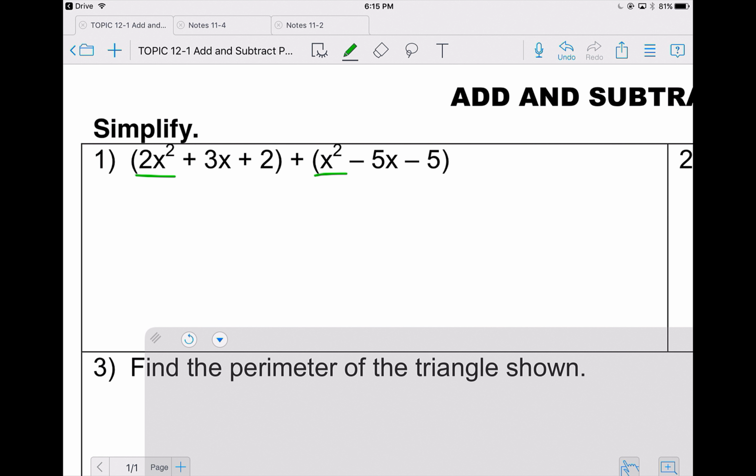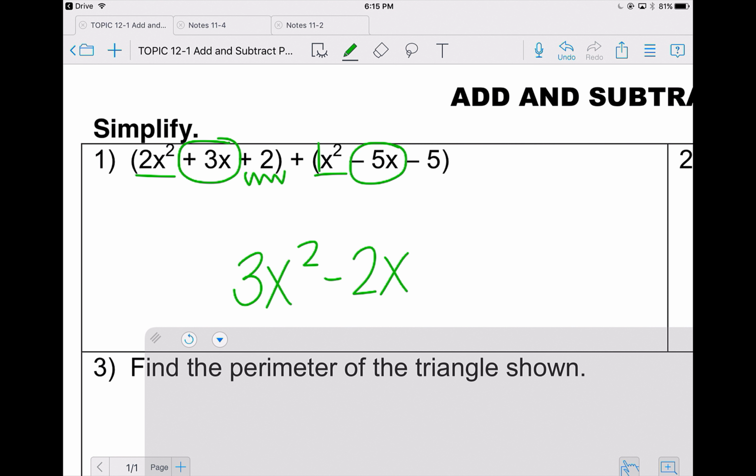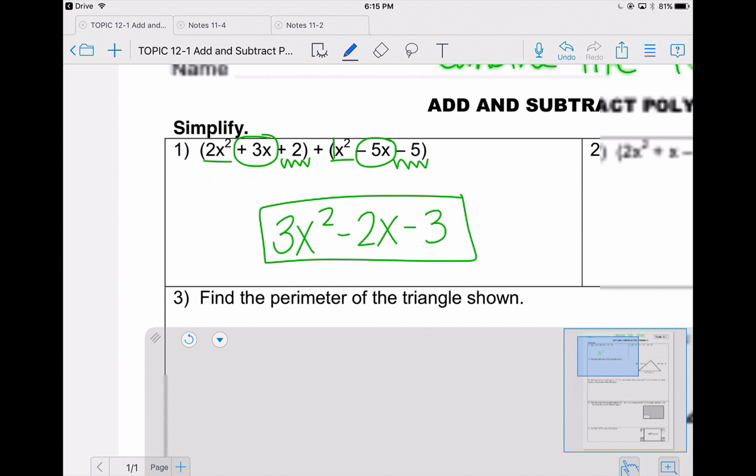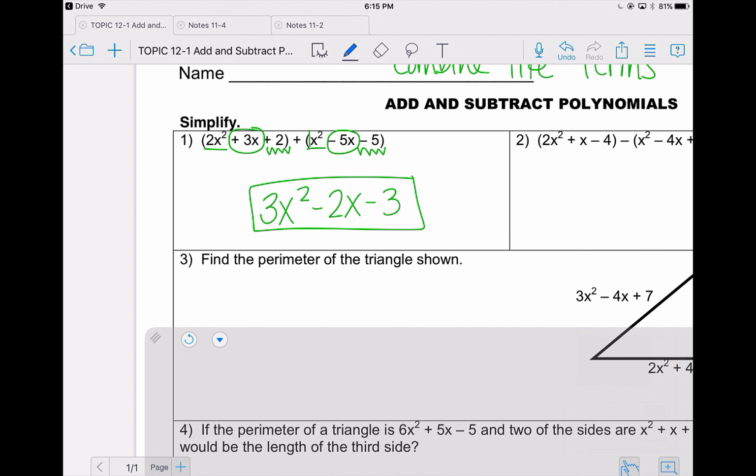So I have 2x squareds on the left, and I'm adding in 1x squared on the right for a total of 3x squareds. Remember that the 1 is invisible, but it is there. So I have 2 plus 1. Then for my x's, I have 3 x's, and I'm taking away 5 x's. So 3 minus 5 is a negative 2 x's. And then I have 2 minus 5, so 2 minus 5 is a negative 3. And you box your answer, and that's all we're doing on adding or subtracting polynomials. So you're just combining your like terms.